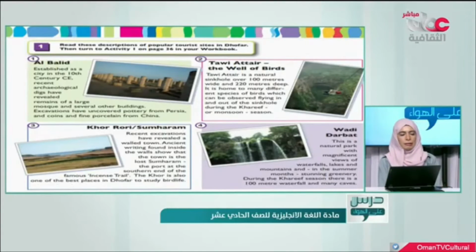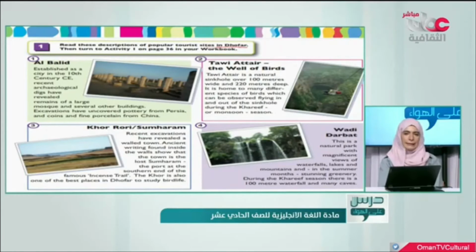Now, if we have a highlight on Unit 4 of the course book, we will get some different postcards about some interesting places that we have in the far. As you can see the instructions, read these descriptions of popular tourist sites in the far. So we are talking about touristic attractions that we have in the far.